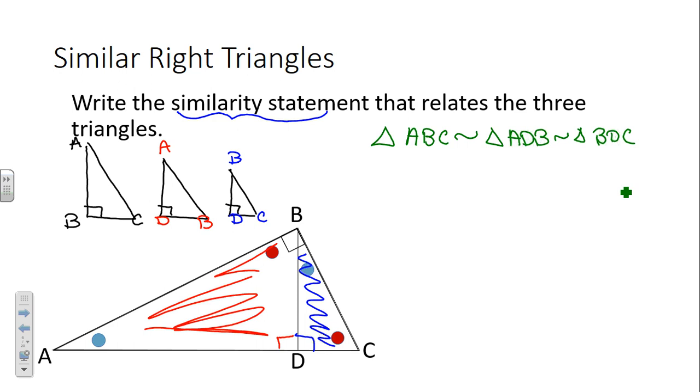Now, Logan chose to call it ABC, but if he had decided to go big, medium, small, he could have called it ACB, but then you'd have to call it ABD, and BCD. Similarity statement: what triangle is similar to what triangle is similar to what triangle? ABC is similar to ADB, and then ADB is similar to BDC. So rather than write 3 separate similarity statements, we can just run them all together. This triangle is similar to this triangle is similar to this triangle.